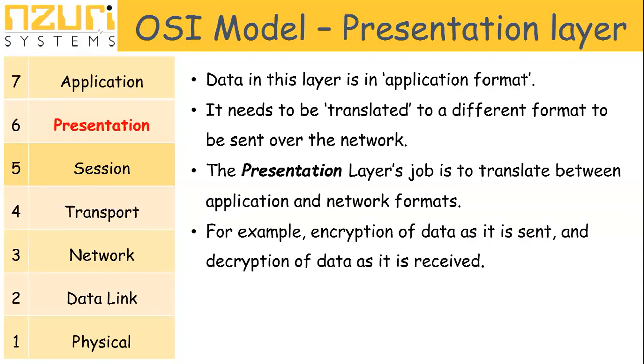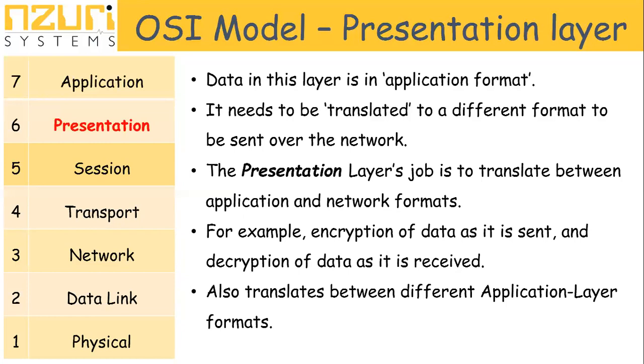Apart from converting or translating data into various formats, it also does some amount of what? Encryption. So it adds some layer of security to data that is being sent over the network. It adds a generic type of encryption to the data to make sure it stays the same and nobody would tamper with it. Also it translates between different application layer formats, right? So I think that's the major thing that it would basically do for you.